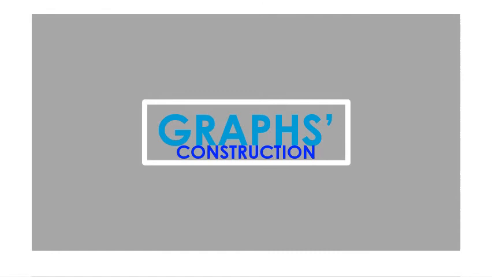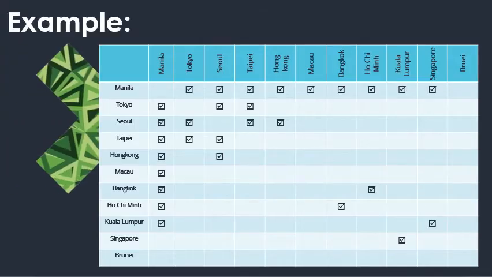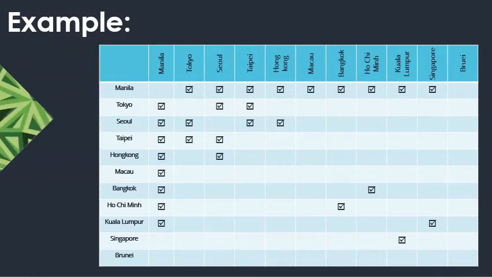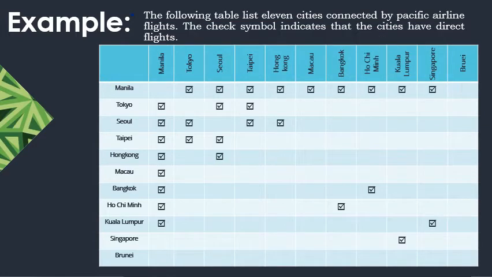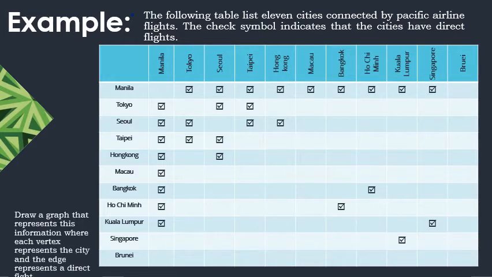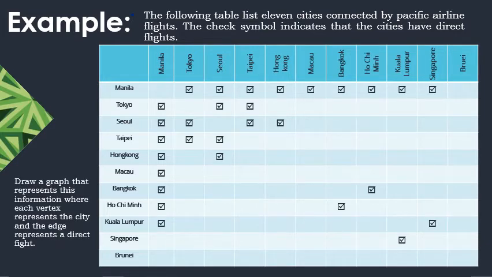So graph construction is our next focus. How are we going to do this? Let's start. For example, you are given this table wherein there is a list of 11 cities connected with specific airline flights, where a check symbol indicates which cities have a direct flight. So what do we need? We have to show a graph that represents this information, where each vertex represents a city and the edge represents a direct flight.